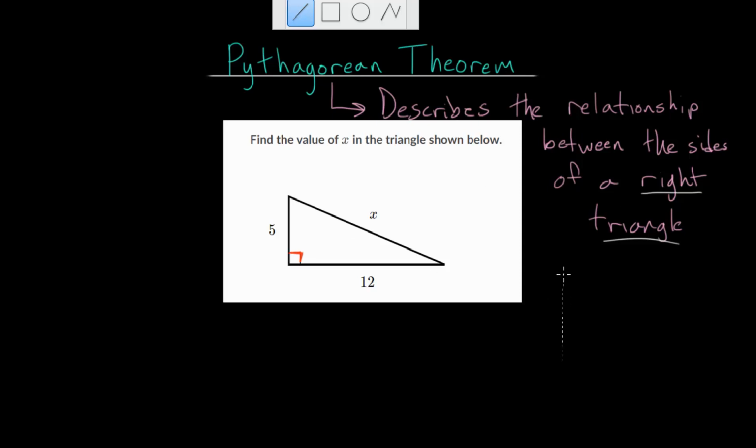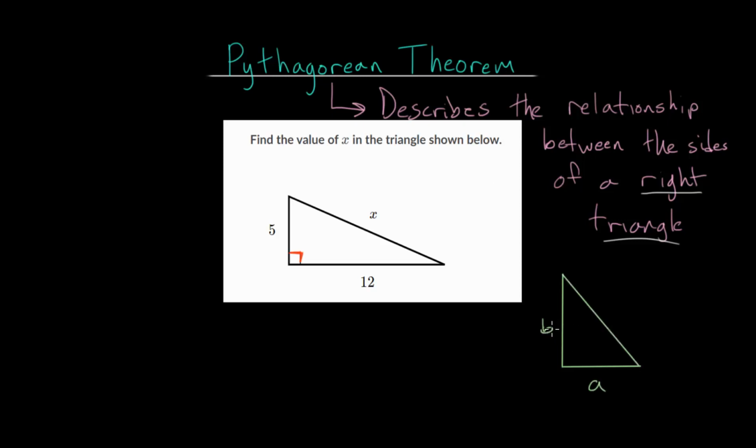So let's say we just have some random right triangle and we can say the side lengths are just A, B, and C. And I do want to denote that C is the long side of the right triangle. It's the side opposite the right angle, and that has a specific word. We call this the hypotenuse of the right triangle.